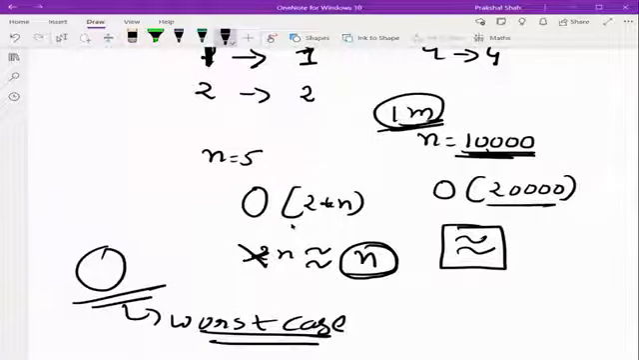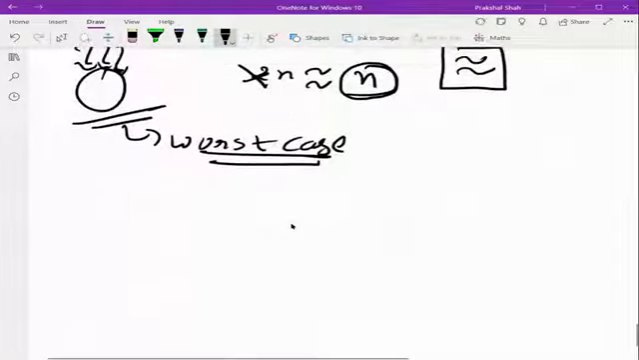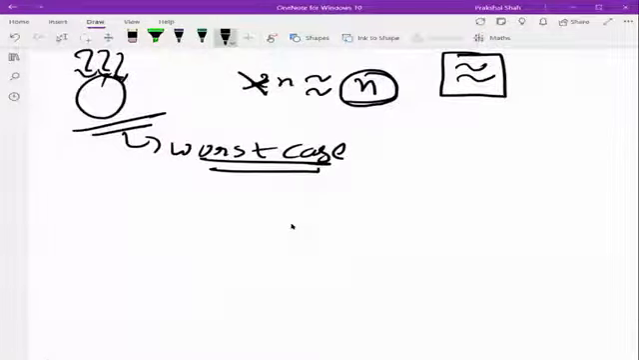Okay, average case would be looked upon in tomorrow's class. Right now we are just focusing on this worst case only. Dipanshu, am I clear? Yes or no? Am I clear, everyone?